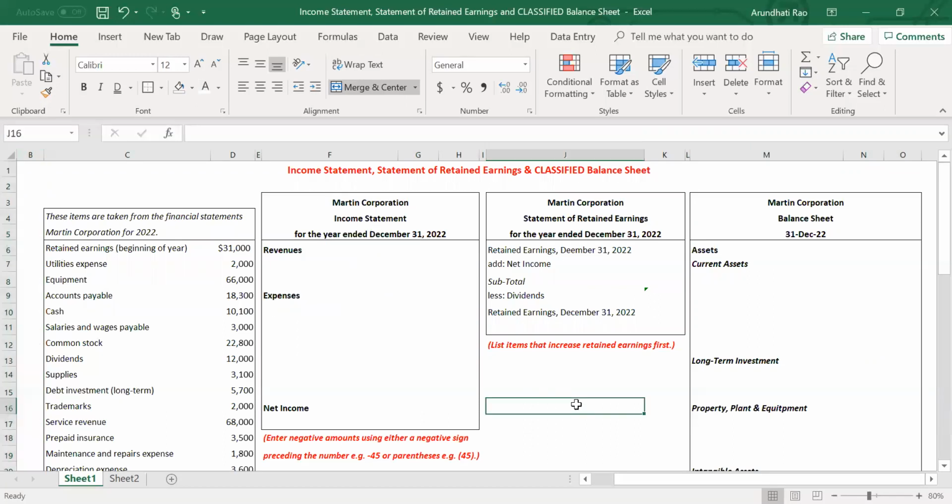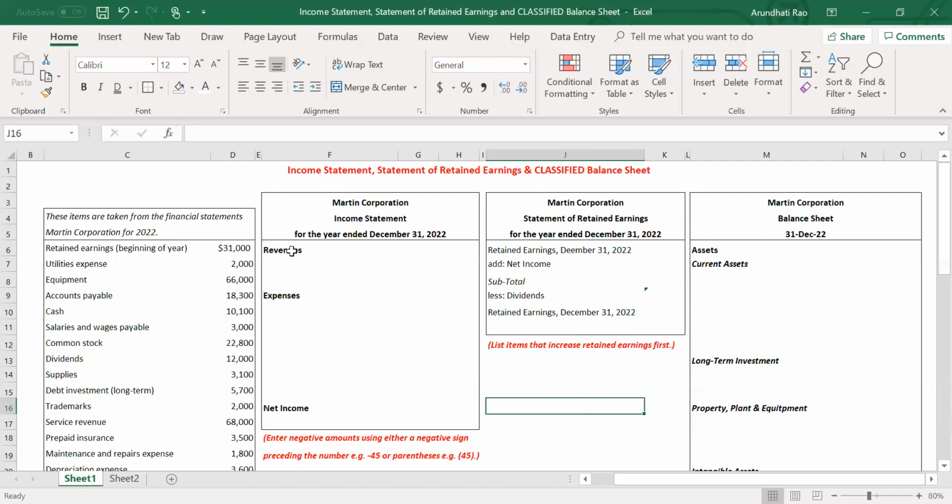I have created the shell for my three financial statements: income statement, statement of retained earnings, and balance sheet. Once again, let's recap a few things. Every financial statement must have the name. So I have Martin Corporation as the first line. Second line will have the name of the statement. Third line is the period. So for the income statement and statement of retained earnings, it's for the year ended. Balance sheet is always as of a date.